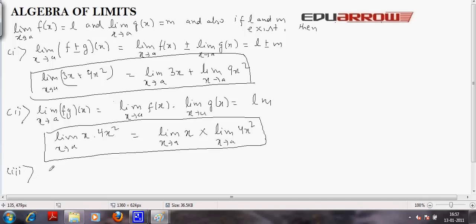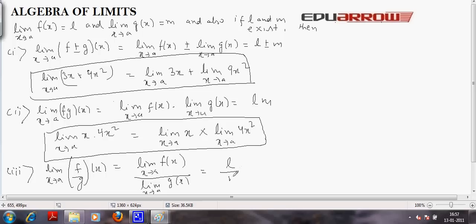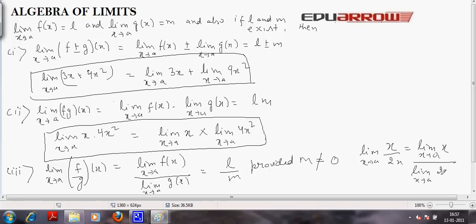Third is limit x tends to a (f by g)(x), which will be equal to limit x tends to a f(x) upon limit x tends to a g(x), which will be equal to L by M, provided that M should not be equal to 0. This is the condition. Suppose a function like this: limit x tends to a of x upon 2x. So we can apply separate limits in the numerator and denominator.